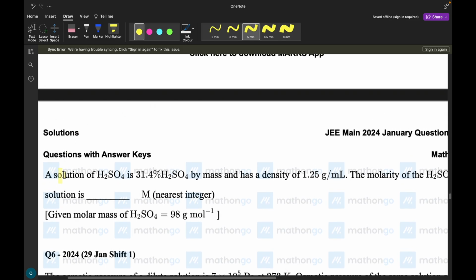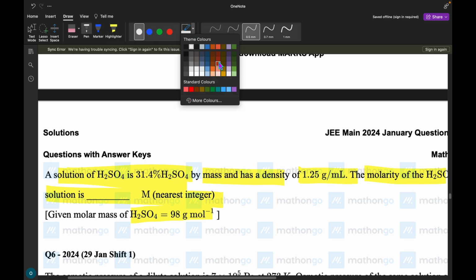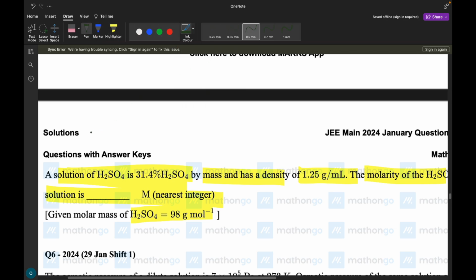This one: a solution of H2SO4 is 31.4% by mass and its density is 1.25. What is the molarity of the solution? Nearest integer, and the molar mass is 98. This is the original question, the direct question asked in the exam. This question was asked in the exam.